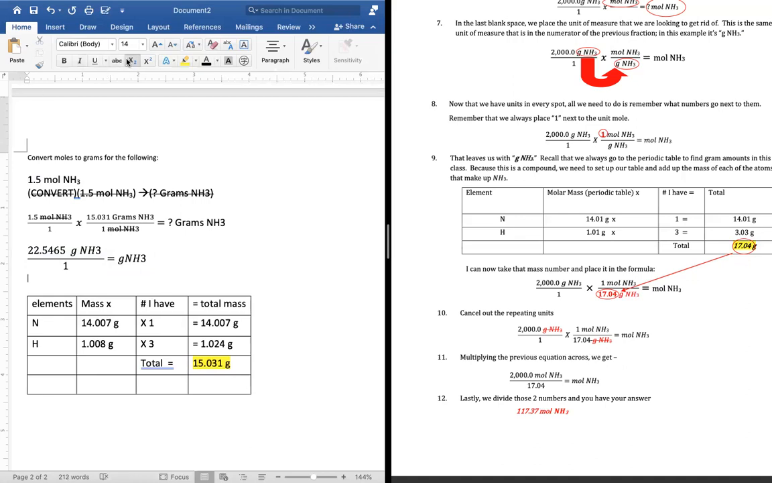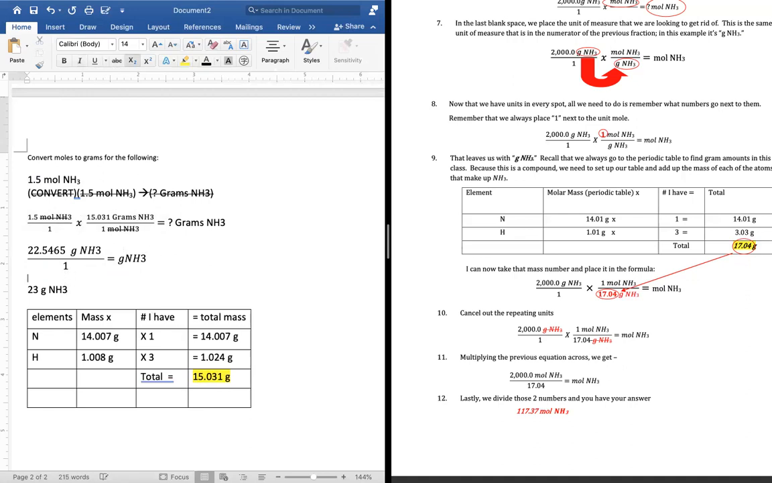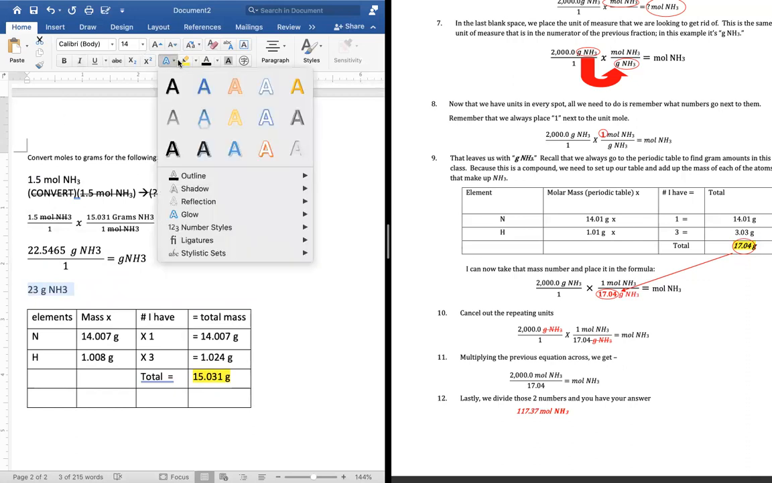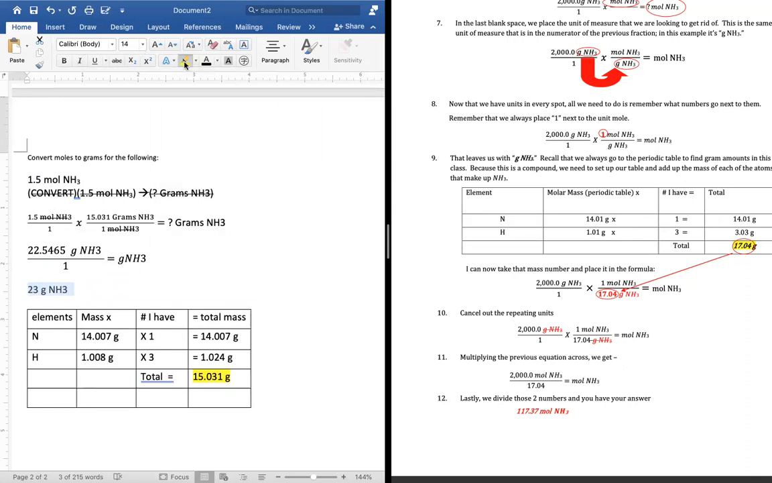That is some really small writing. It becomes 26 grams of NH3. And there's your final answer. So if I'm the chemist and my recipe calls for 1.5 moles of NH3, I'm going to have to go to the scale and measure out 26 grams of NH3. That will then be 1.5 moles.